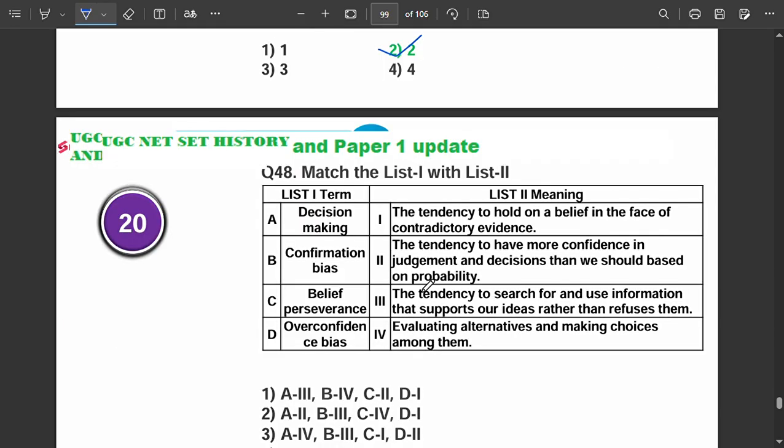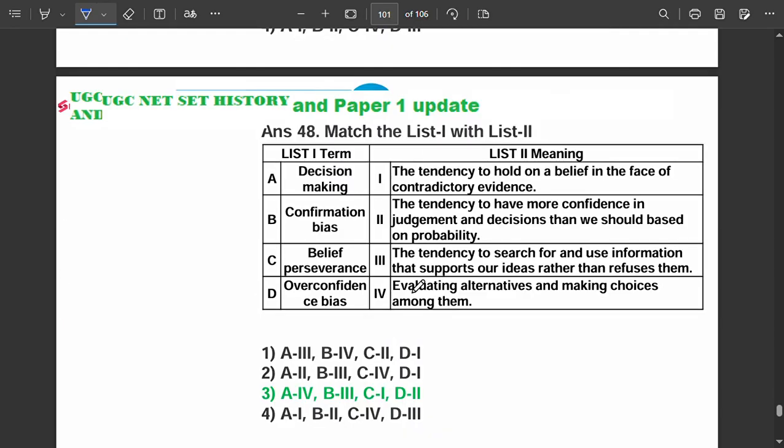Next, question number 48. Match the following is given, term and meaning. Decision making A4, evaluating the alternatives and making the choice among them. Confirmation bias B3, tendency to search for the information that supports our ideas rather than refuse them. And belief perseverance C1, the tendency to hold on to a belief in the face of contradictory evidence.